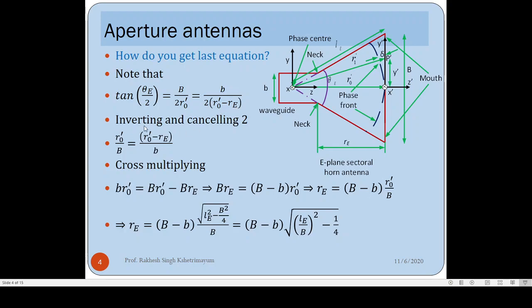Like last time, we invert and cancel the common term 2, and then we get this. We cross multiply it and simplify, and you get RE equal to capital B minus b R0 dash by capital B. Again, you can replace this R0 dash in terms of the square root of LE square minus B square by 4, then simplify it. This is the relation you have for RE. From this relation you can find out RE.